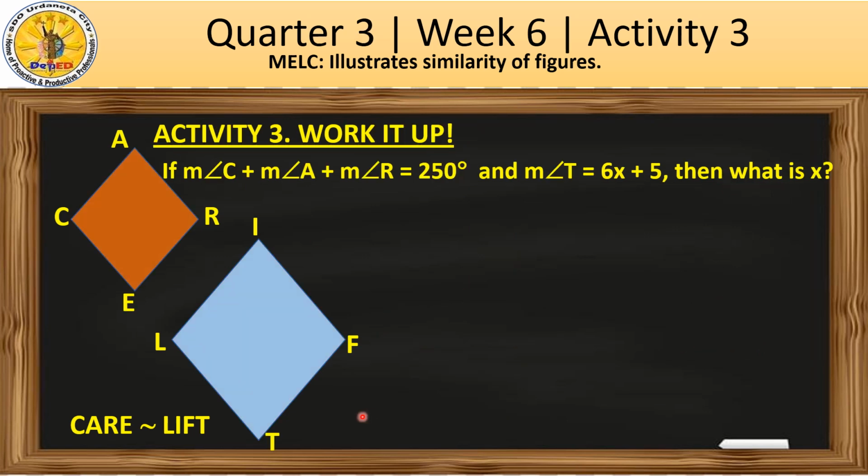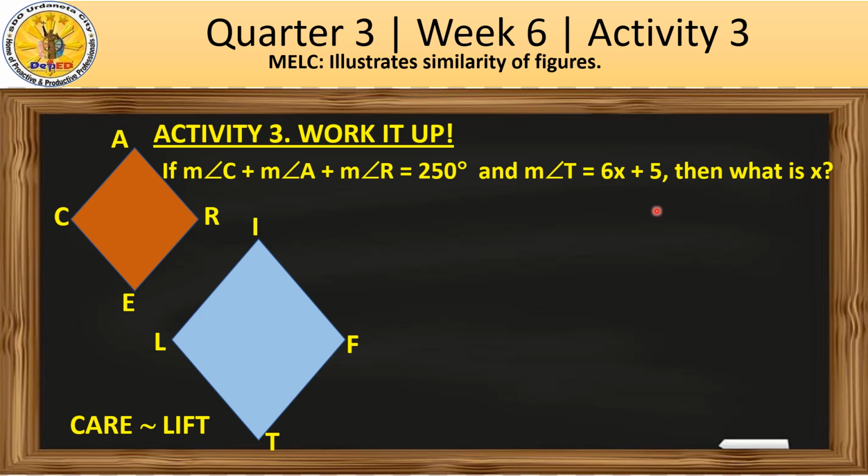For our second example for activity 3, we have this given information. Quadrilateral CARE is similar to quadrilateral LIFT. And if the measure of angle C plus the measure of angle A plus the measure of angle R is 250 degrees, and the measure of angle T is equal to 6x plus 5, then what is x?